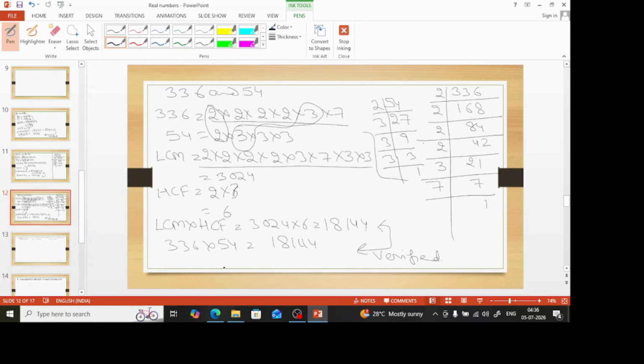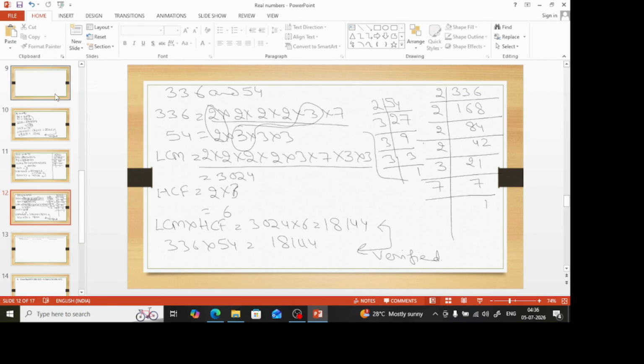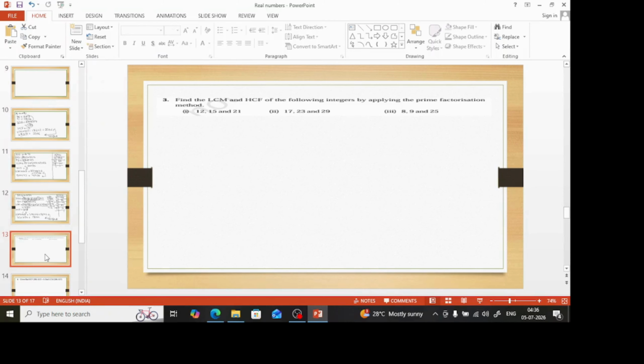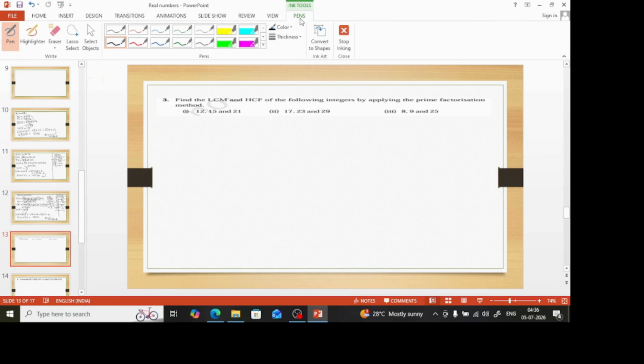Now let us come to question number 3. Find the LCM and HCF of the following integers by applying the prime factorization method. Same, but the difference is, in the earlier question there were two numbers for which we were calculating LCM and HCF. Now in this question there are three numbers, very small numbers. We have to calculate LCM and HCF of the following numbers by applying the prime factorization method. Again, let's take the first part.